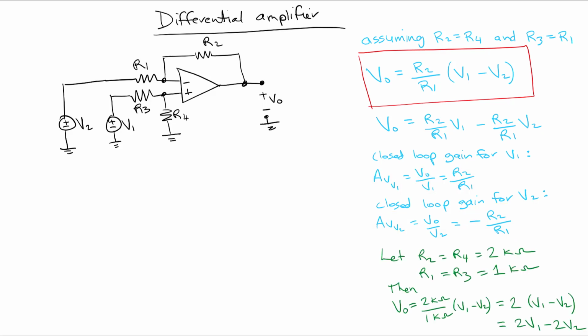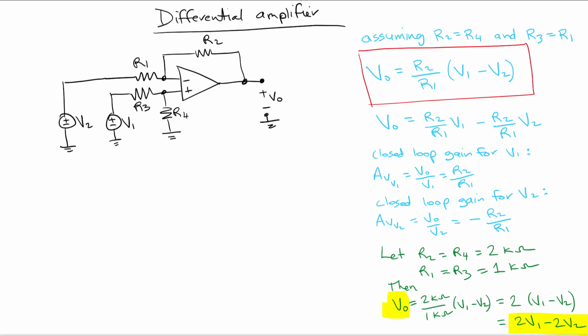So then let's apply this to an example where R2 is equal to R4, that's our simplifying assumption, and that's equal to 2 kilo ohms, and then R1 is equal to R3, and that's equal to 1 kilo ohm. Then we can apply the equation, plug in the values for the resistors, and V out is going to be equal to 2V1 minus 2V2. So what does this mean?